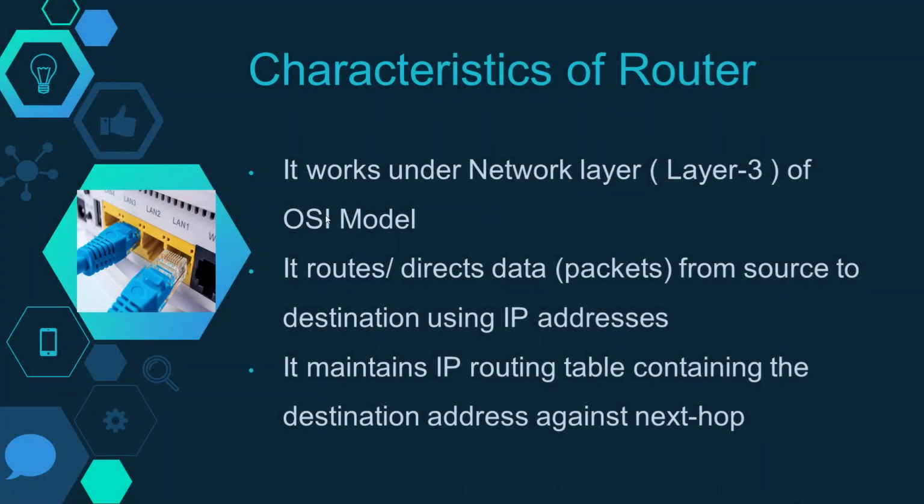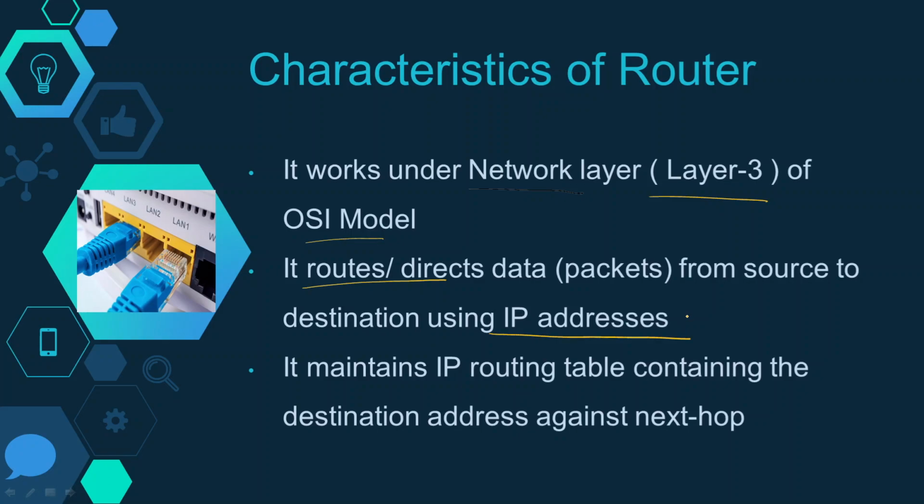So these are some of the characteristics of the router. It works at the network layer, or layer 3, of the OSI model. So again, this is one layer higher than the switch and two layers higher than the hub. It routes or directs the data packets from source to destination using IP addresses.